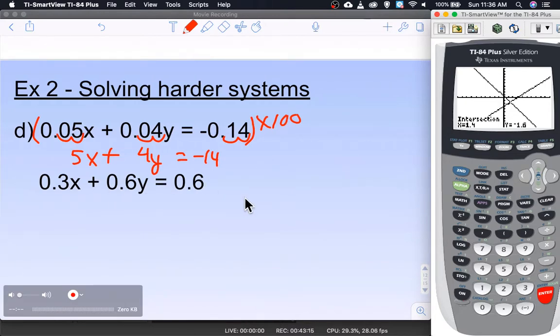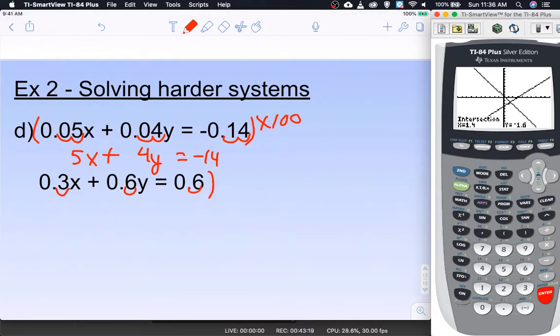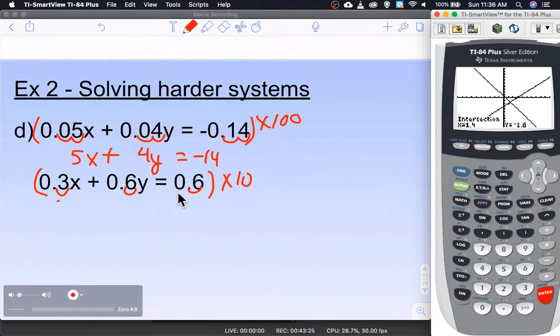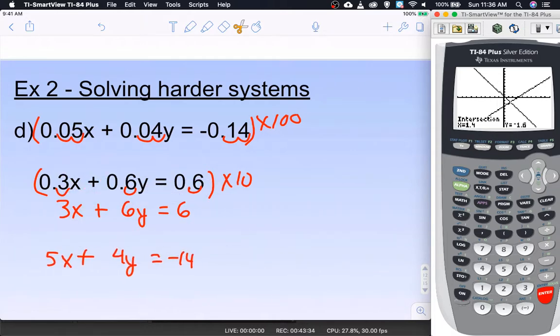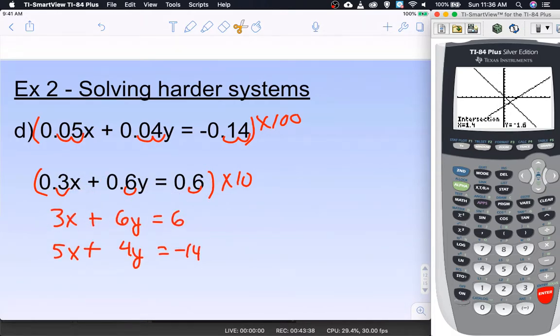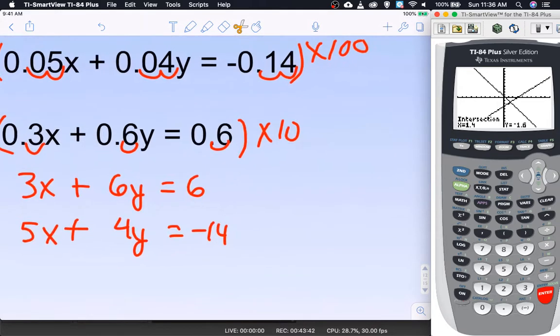My bottom equation, I would love it if each of these decimals would move over 1 place. Well, in order to do that, we're going to multiply by 10. Multiplying by 10 moves your decimal over 1 place, and that becomes a 3x plus 6y equals 6. There. I'm just moving my 2 equations together now, so I can solve the system. I would solve using elimination.